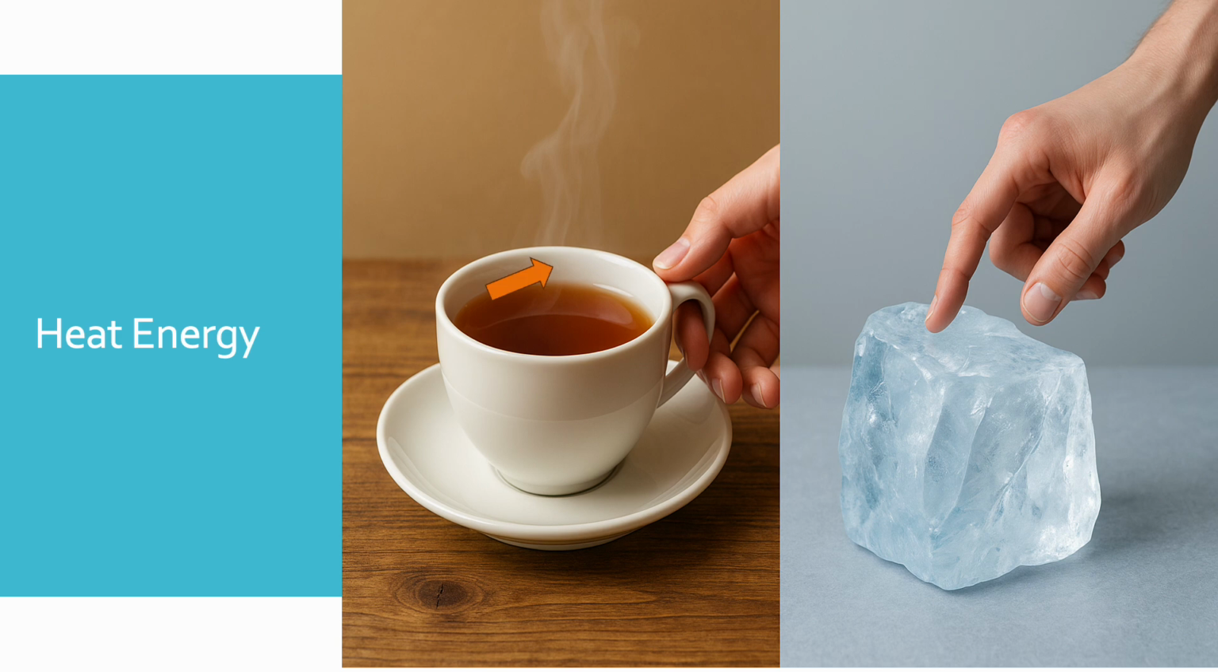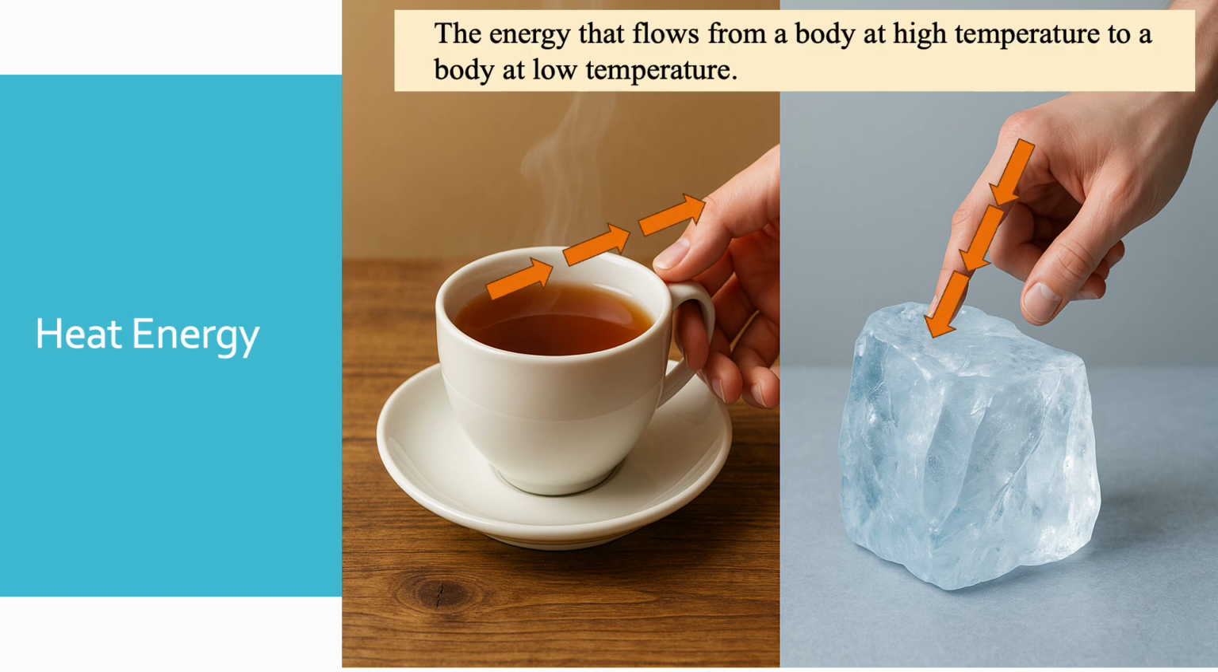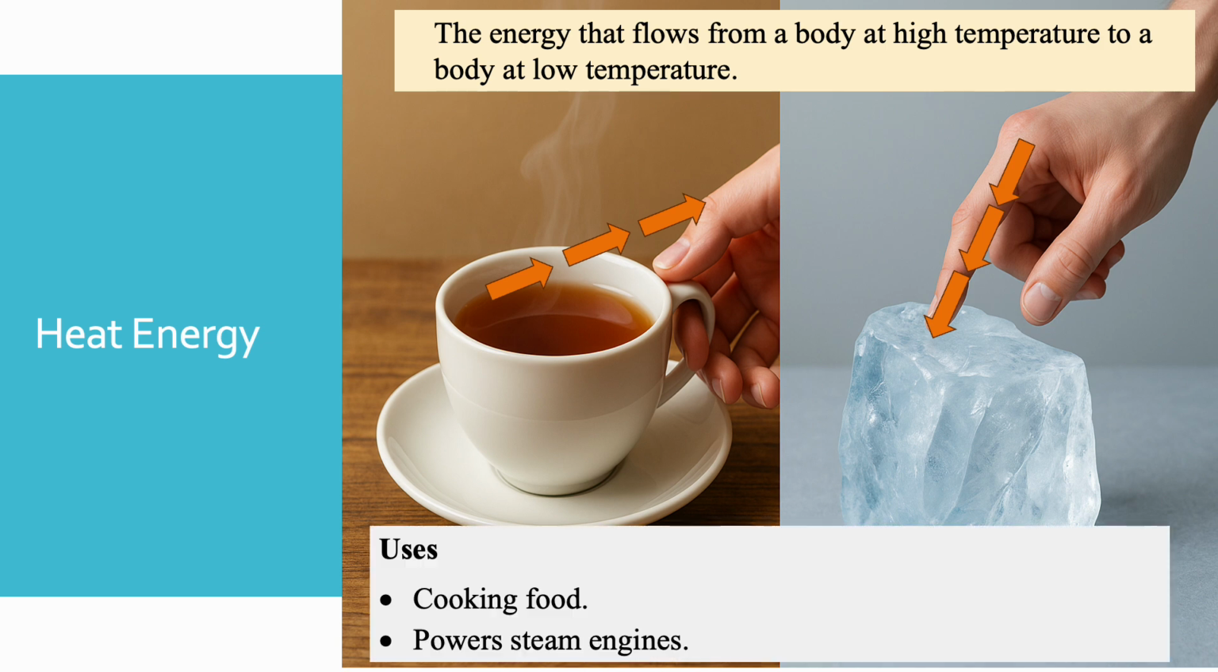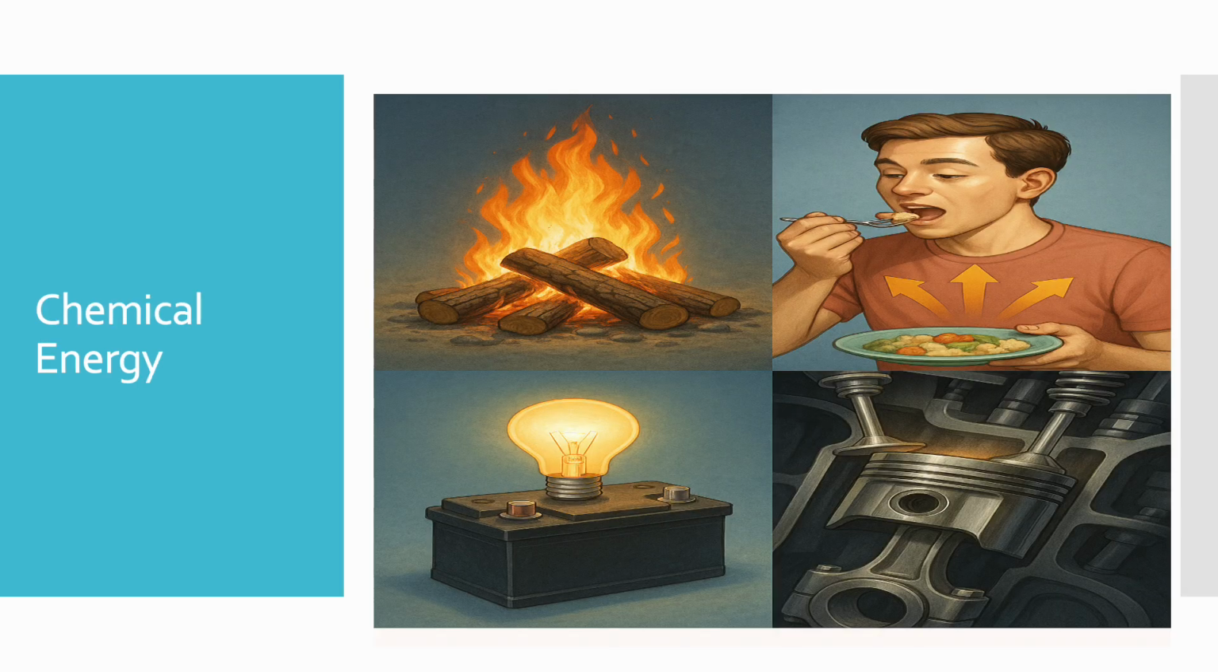Heat energy, also called thermal energy, flows from a hotter body to a cooler one. Heat energy is used in cooking, drying clothes, generating steam, and even in power plants to produce electricity. It is one of the most commonly used forms of energy in daily life.